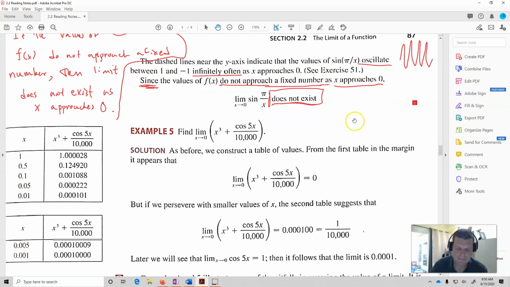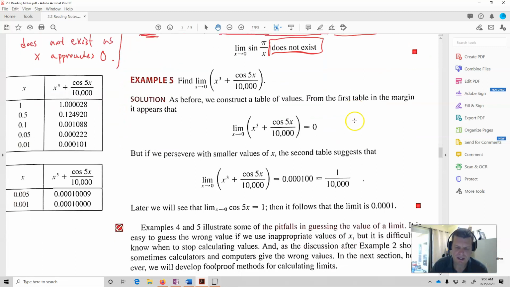Example 5. Find the limit as x approaches 0 of x cubed plus cosine 5x over 10,000. Huh. Okay. Got it. And let's imagine that I throw in a 0 in there.